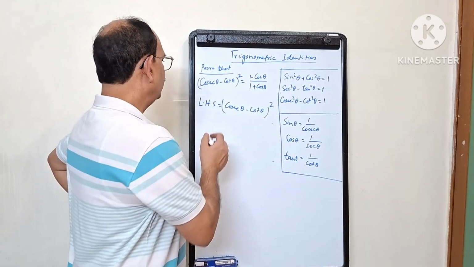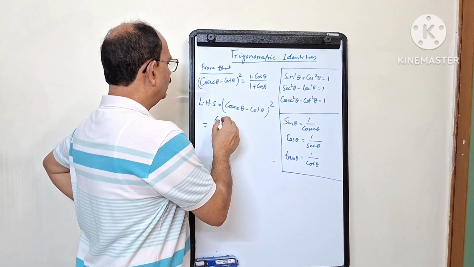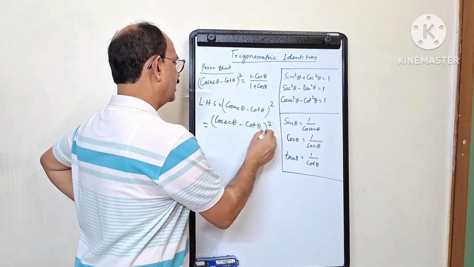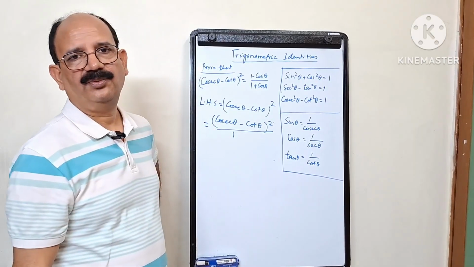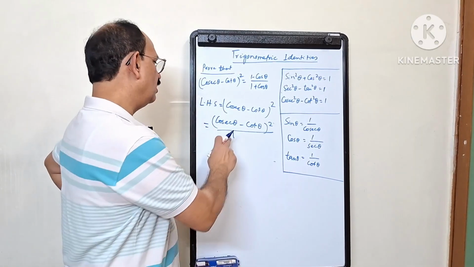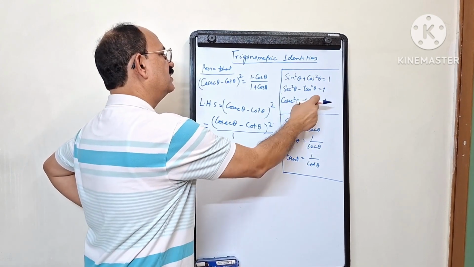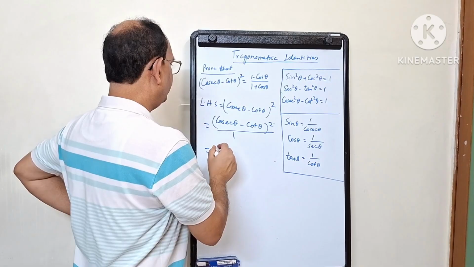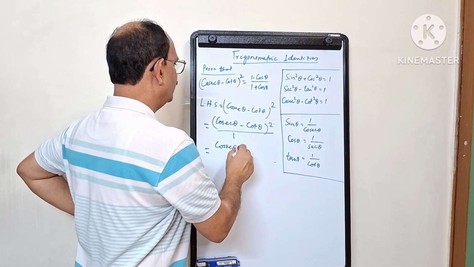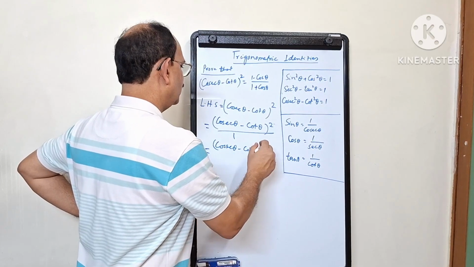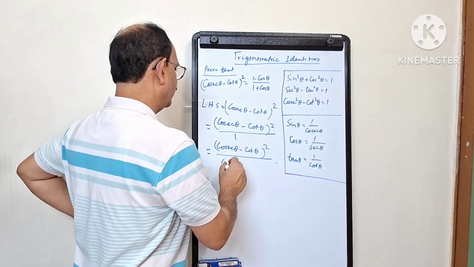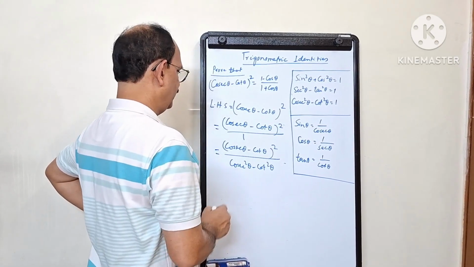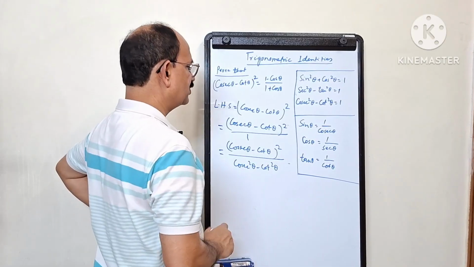Let's try that. We know that we can write this as divided by 1. Why introduce 1? Because this identity is showing me 1. And therefore, I can then use cosec theta minus cot theta the whole square divided by cosec square theta minus cot square theta. Now again it is in the a square minus b square form.